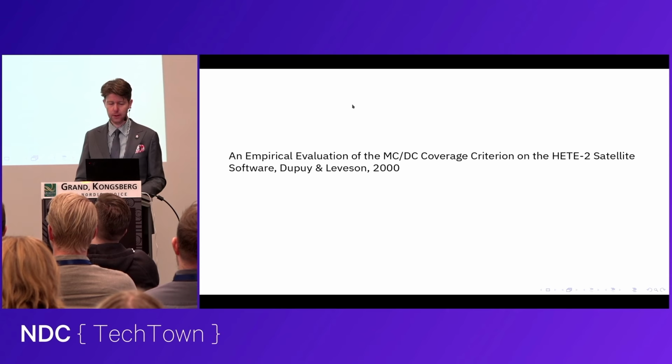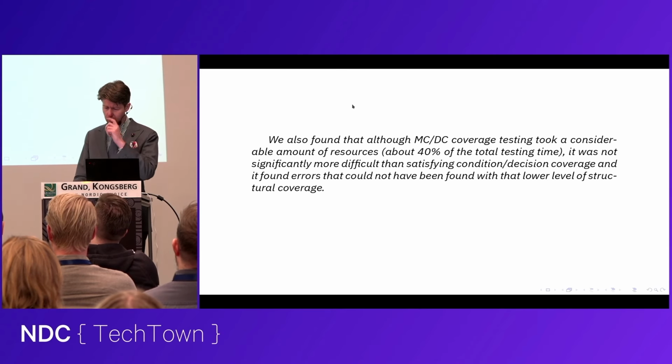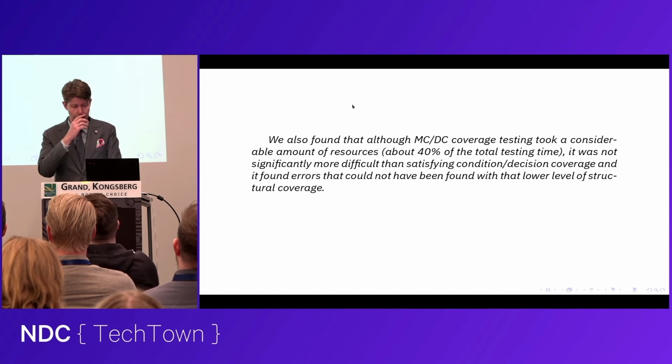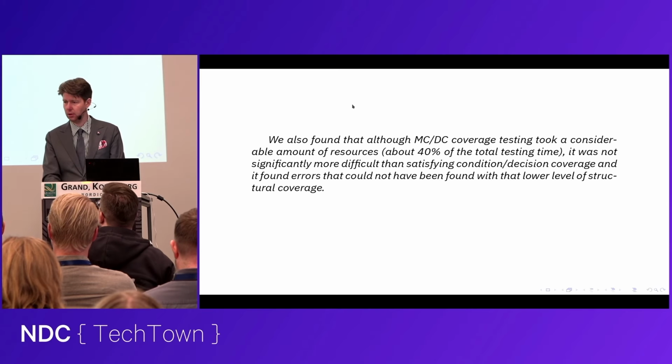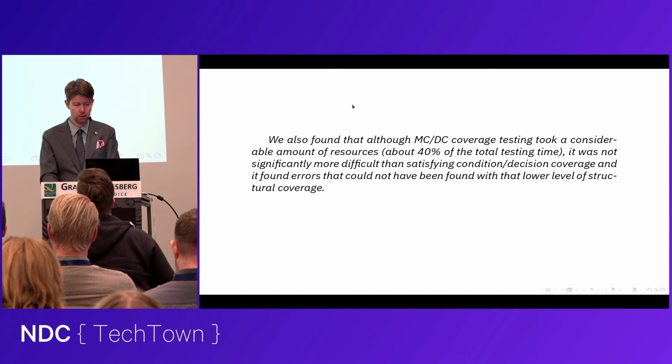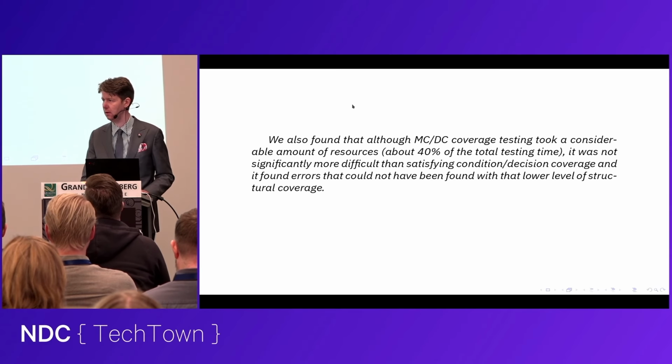I would actually defer some of this to a study I found from 2000, which is an empirical evaluation of the MCDC coverage criterion on a satellite project. It's between some French institution and MIT, I think. So we're going to do some more quotes. These are the last ones. They found that although MCDC coverage testing took a considerable amount of resources, so testing is expensive, right, it was not significantly more difficult than satisfying just condition decision coverage. And it found errors that would not have been found using weaker metrics, right?